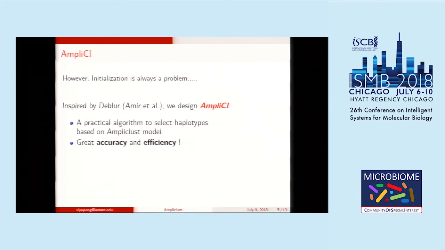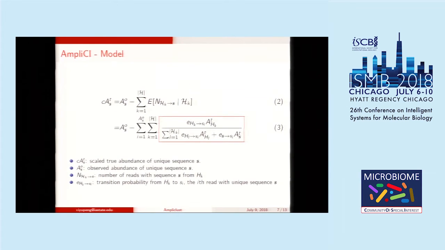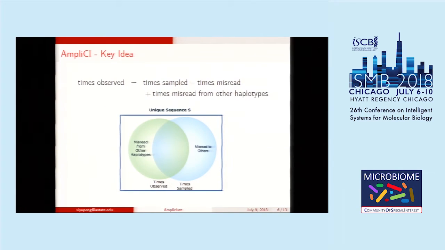And actually, this algorithm is designed based on the Ampliclust model, and we add a lot of assumptions here to make the algorithm more efficient. So it's actually the simplified version. The main idea is very simple. I try to present it in a very simple way. In the beginning, I want to compress the data set into groups of unique sequences.